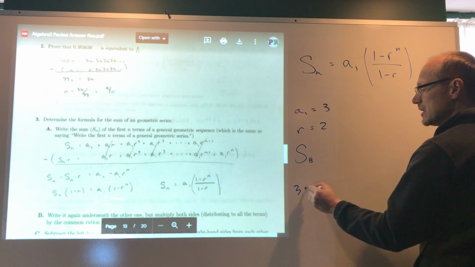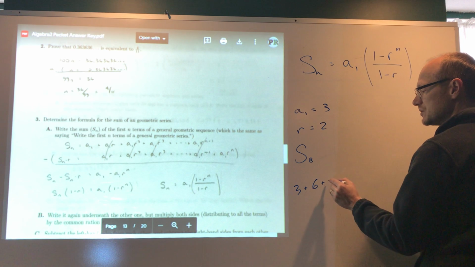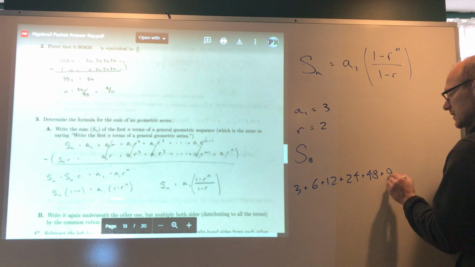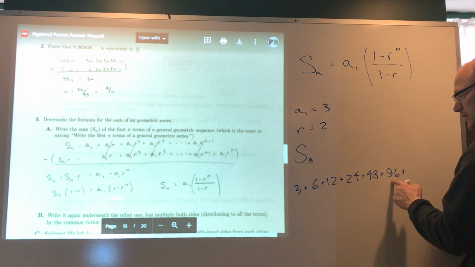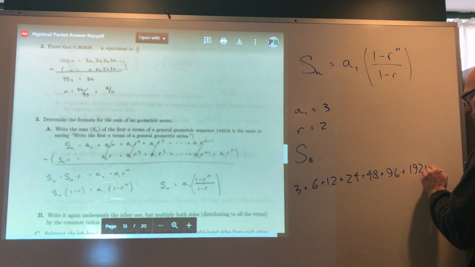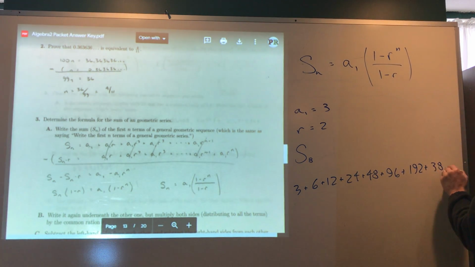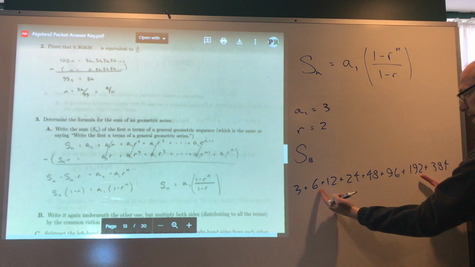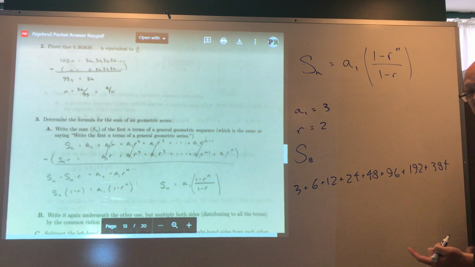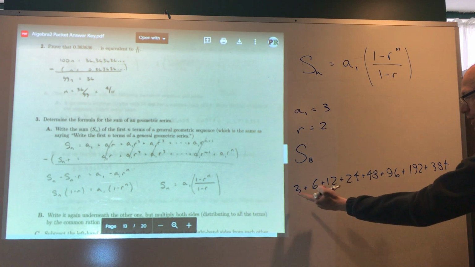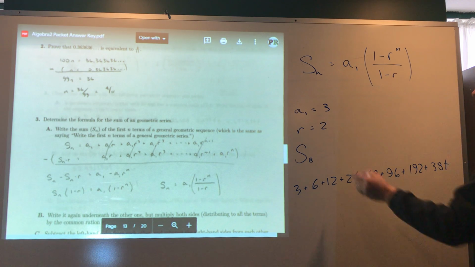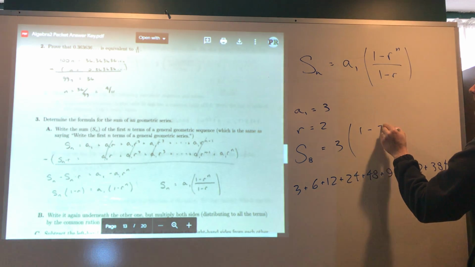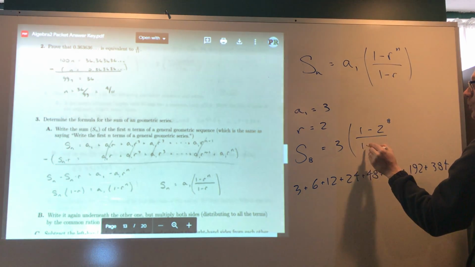In other words, what is 3 plus doubled is 6, plus doubled is 12, doubled is 24, doubled is 48, doubled is 96, doubled is 192, doubled is 384. If I want to know the sum of those numbers, I can't do the first plus the last and expect that to work. It doesn't work the same way because it's not arithmetic. But I could write them all out and just add them by hand, or I could recognize that it's my first term of 3 times 1 minus 2 to the 8th over 1 minus 2.